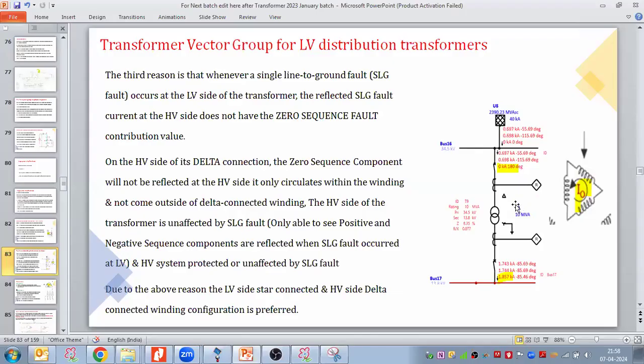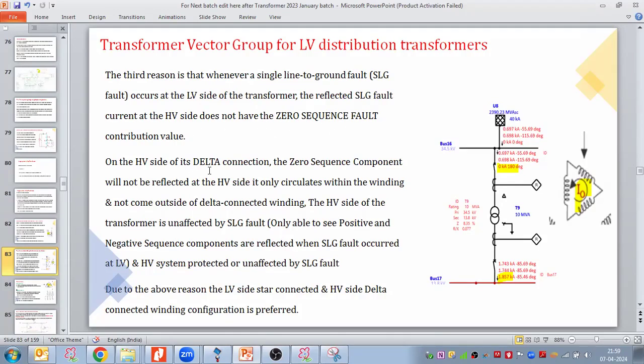So here we can see we have a delta-star transformer and a single line to ground fault current, if the fault is happening on this side. If we see at the HV side, we have 697 and 698 ampere current. So this single line to ground fault current is converted into a line to line fault current. We can establish a simulation as well. Zero sequence current occurs on the LV side of the transformer. This reflected single line to ground fault current at the HV side does not have the zero sequence fault contribution value.